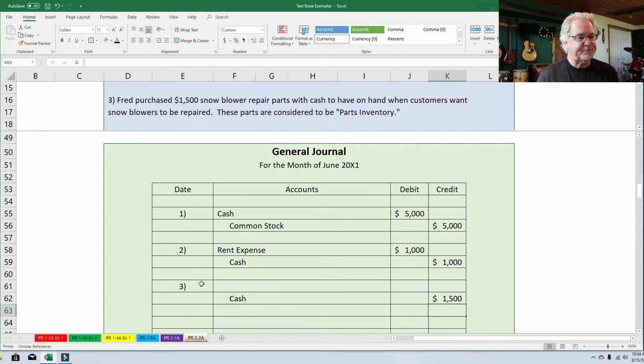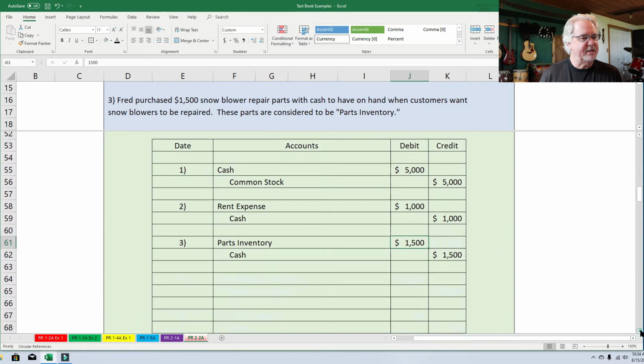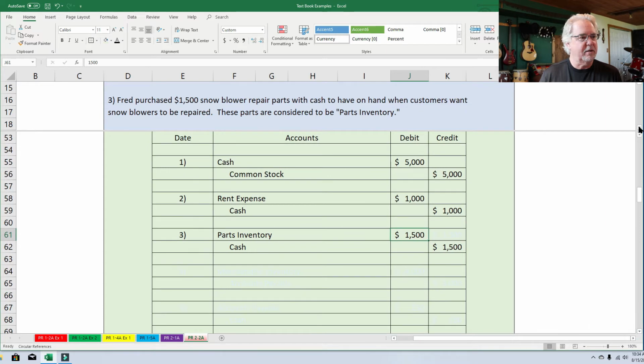All right. Now, so what is Fred getting? He's getting parts inventory. All right. So parts inventory. So here's how I remember how to do this. When cash goes out, listed second. So the other thing must have been listed first, right? That's the only way it works. So here we go. There we are. All right. Coming down to entry number 4.